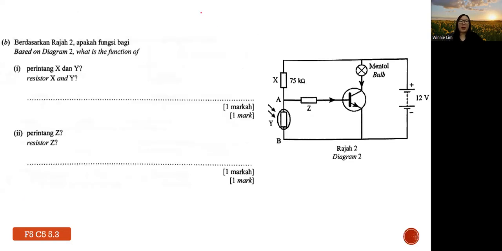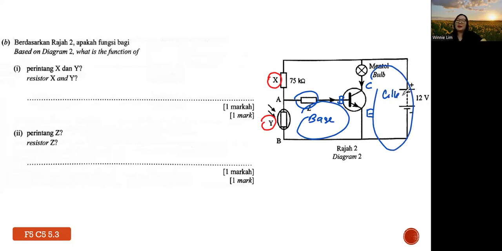Then based on diagram 2, what is the function of the resistors X and Y? For information, these two resistors act as a potential divider. Transistors have 3 legs. The center one is called the base, then this is the collector, and this is the emitter. This circuit is called the base circuit, and this circuit is called the collector circuit. The same goes for the current that flows through. The current here is called the base current, and the current here is called the collector current.